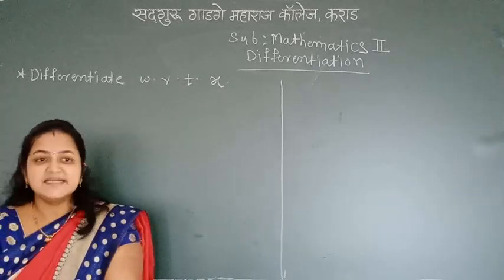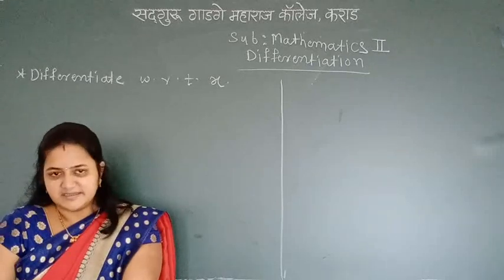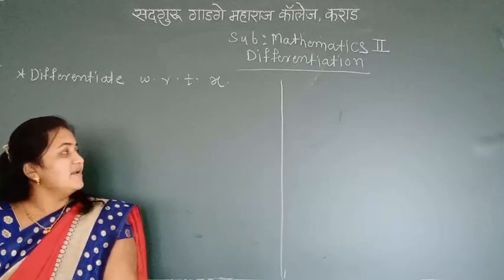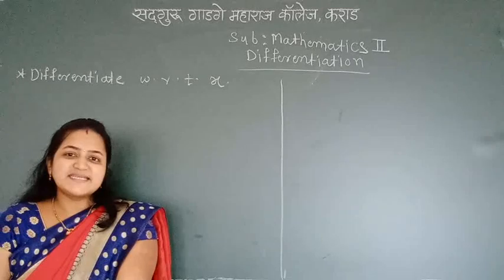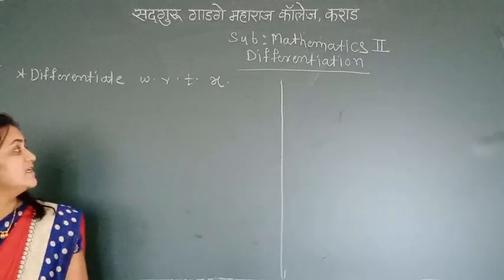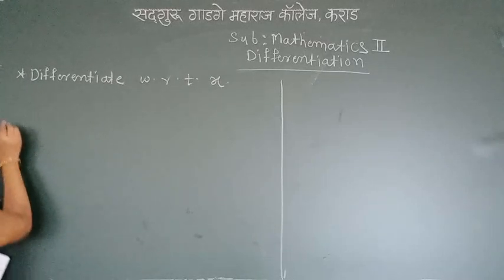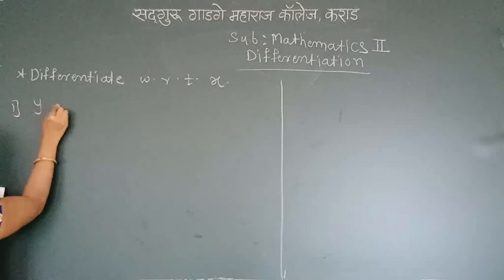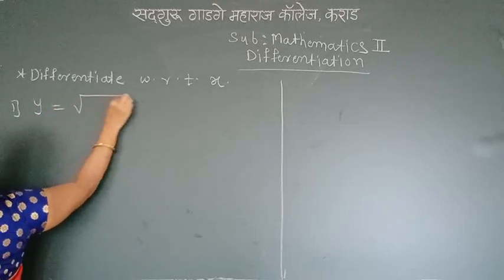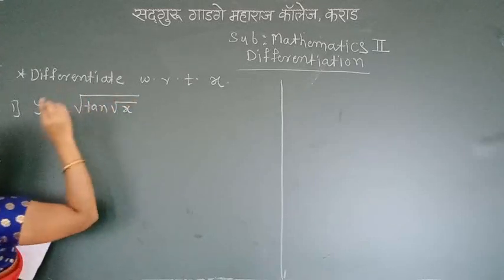Hello students, in the last lecture we solved problems on the composite function. Now today we start another problem for the same theorem for composite function. So my question is: differentiate the following function with respect to x. My first example is y is equal to root of tan of root of x.